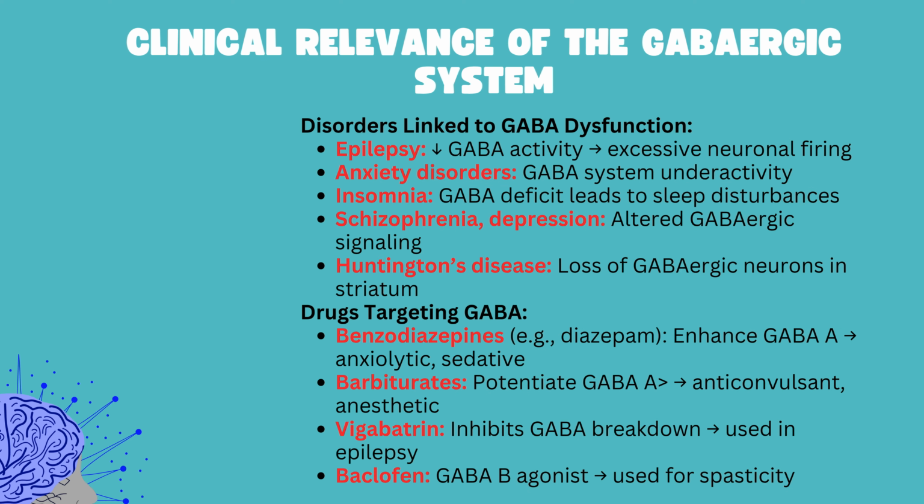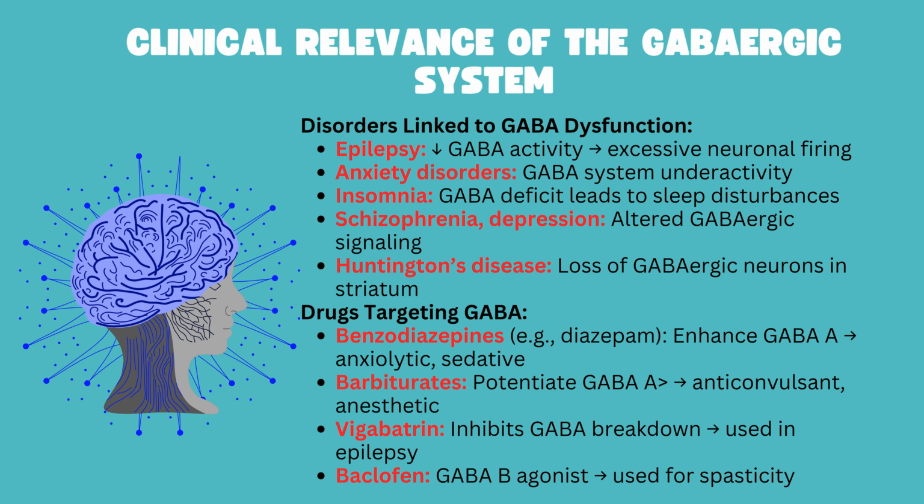When GABA's inhibitory shield weakens, chaos unfolds. Here's what can go wrong. Epilepsy. With reduced GABA activity, neurons fire uncontrollably, leading to seizures. Anxiety disorders. GABA underactivity fails to buffer stress signals, leading to chronic worry and panic.